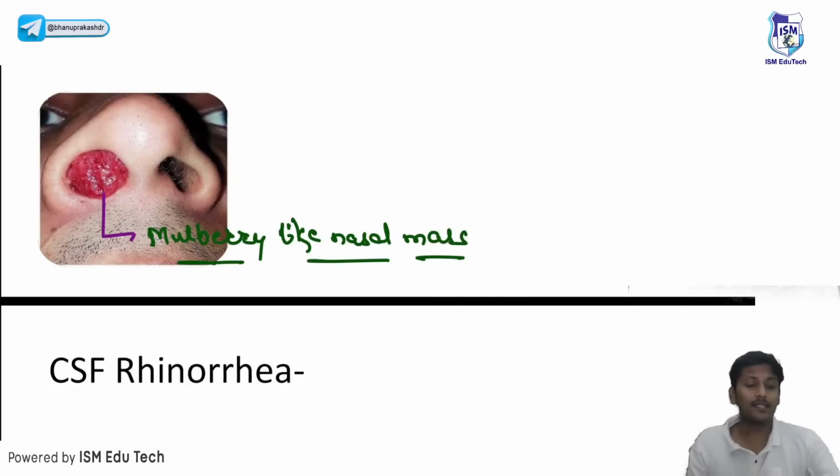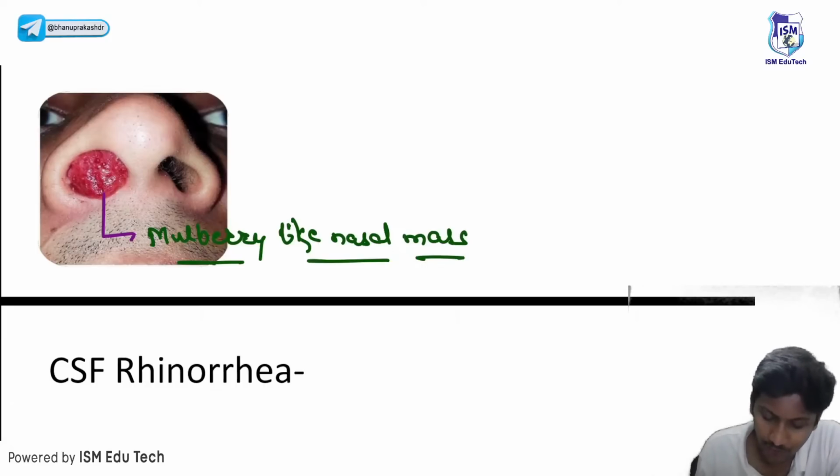Make a spot diagnosis. Mulberry like nasal mass. Very good, all of you. This condition is what is called rhinosporidiosis.